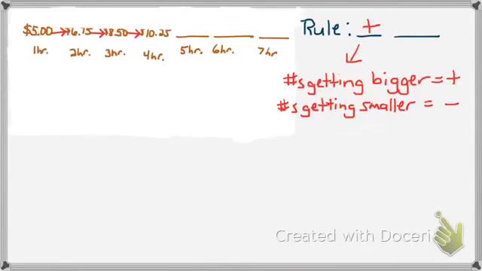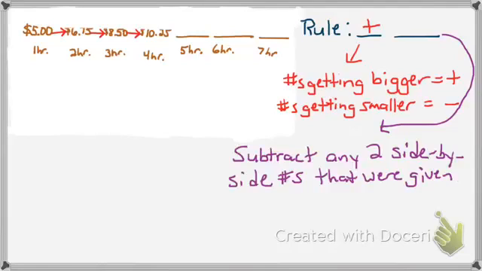So that's the first part of the rule that I have. To figure out the next part of the rule, I'm always going to do the same thing. Sometimes kids get confused and think if it's an addition rule, I have to do one thing, a subtraction rule, I do another thing, and that's not the case. First, I figure out the first blank, addition or subtraction, and for the second blank, I'm always going to do this. I'm always going to subtract any two side-by-side numbers that were given to me.